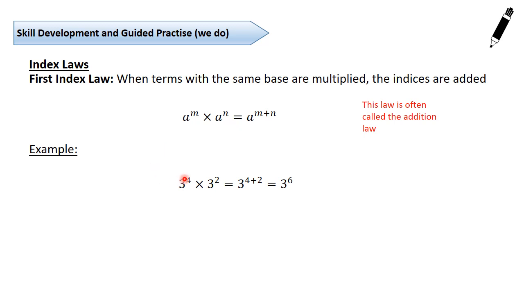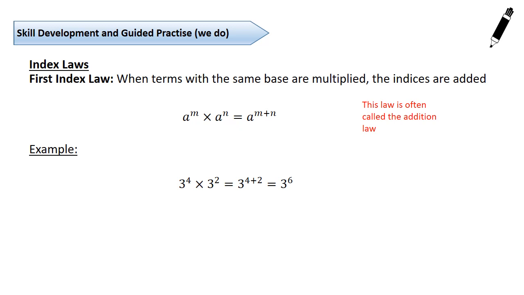So let's come down here and have a look at this example. We have 3 to the power of 4 times 3 to the power of 2. So the bases are the same. Good news, means that we are a tick for using our rule here. And our rule says that we can add our powers together and simplify at the end here.